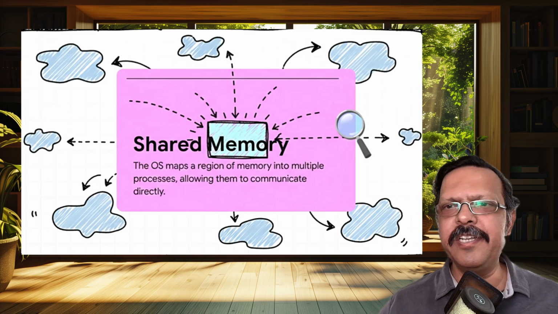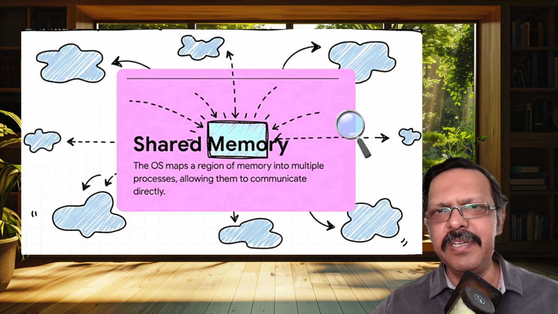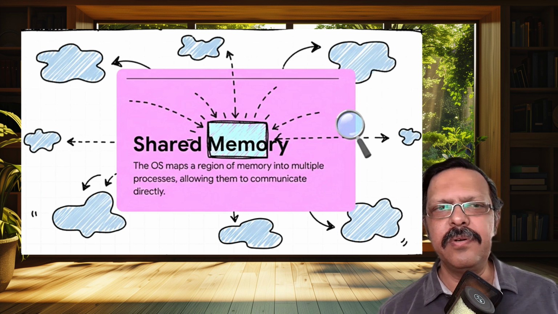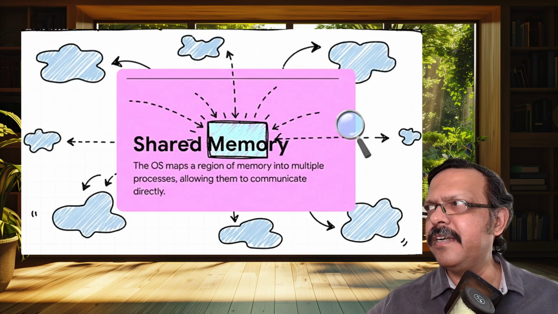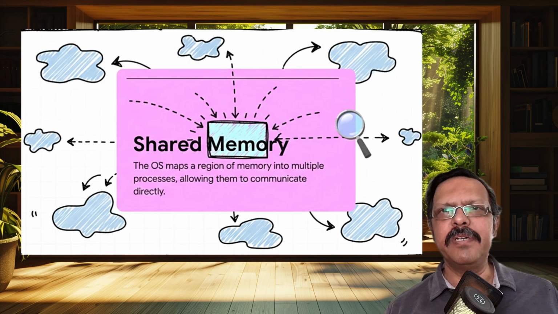I have the same address space available in my process. Same thing is also available in my neighbor's process. So no copying, just read and write. I put a variable, I update a value there. It's read directly by the person who wants to read it.